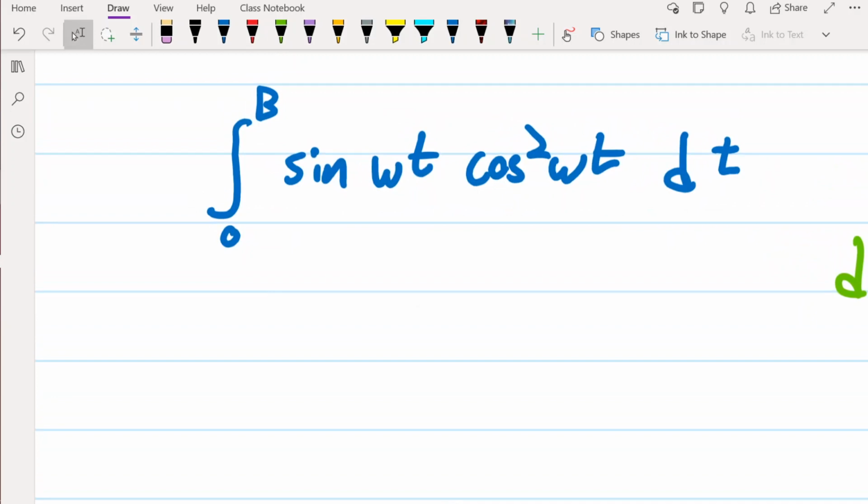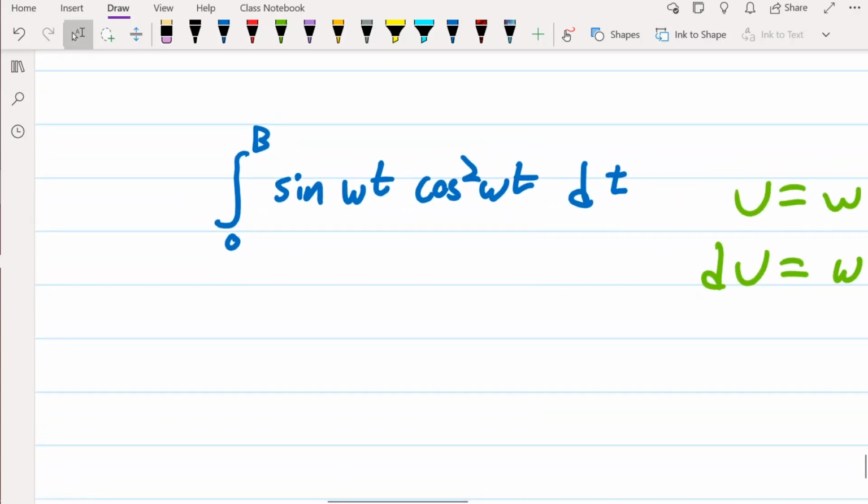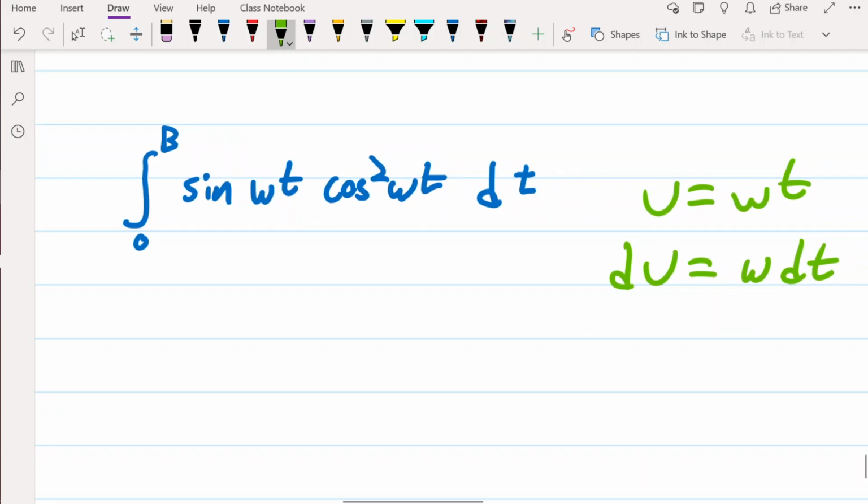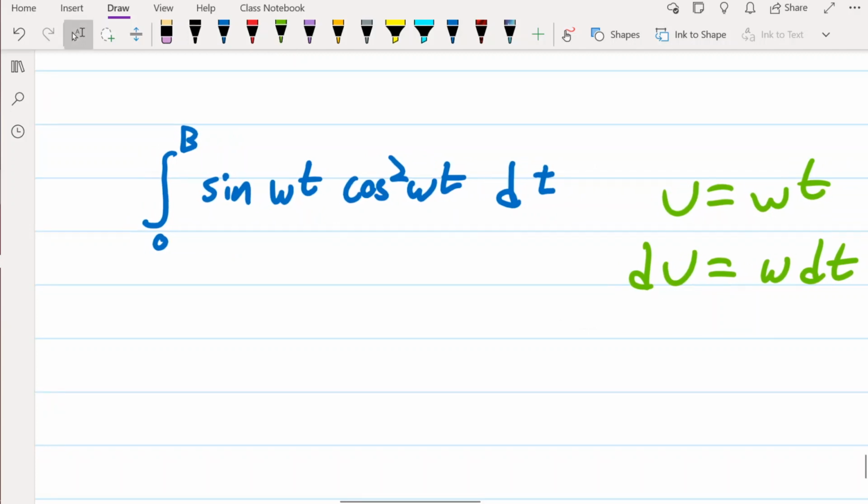The sine? Yeah, the entirety of that. And how do you get rid of that? I'll be honest, I am a little stuck on that. Unless you set u equal to sine of wt. No, that wouldn't work. Well, try thinking of cosine squared wt as cosine of wt, squared.